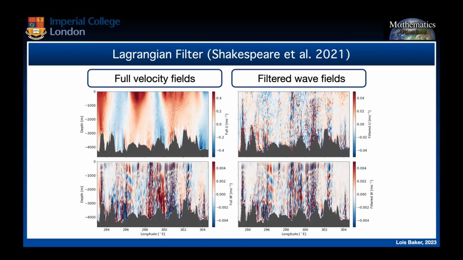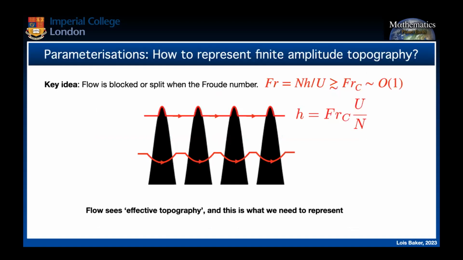What about the parameterizations? The key idea here is that when you have some large scale topography, the flow doesn't see the whole topography because energetically it can only really go over the top portion, otherwise it will just have to go round or it will get blocked. So the flow is blocked or split when the Froude number, NH over U, is greater than some critical value. This is a concept that's been used a lot in the oceanic and especially the atmospheric literature, and that critical Froude number is kind of order 1.